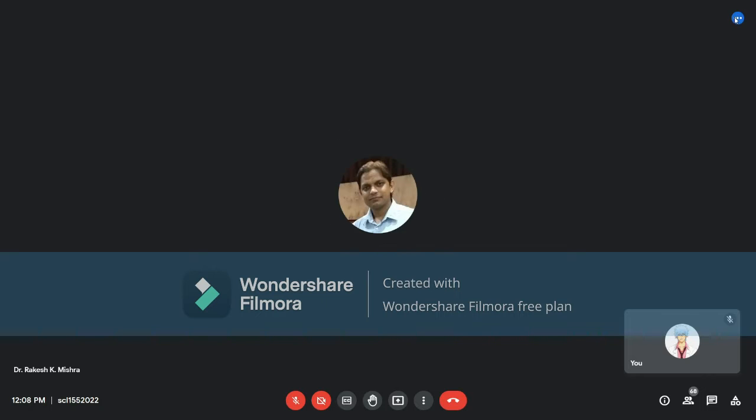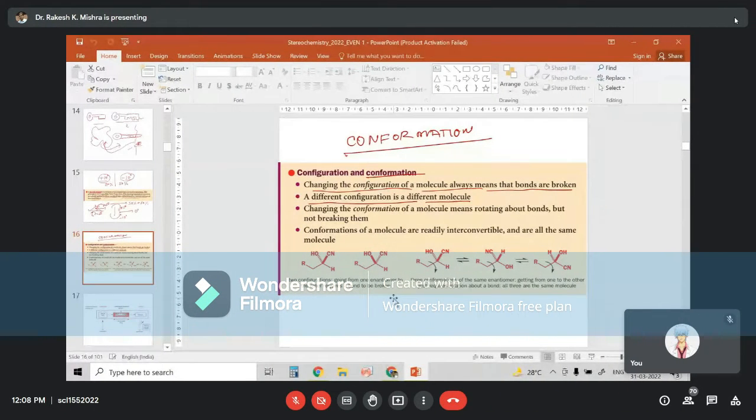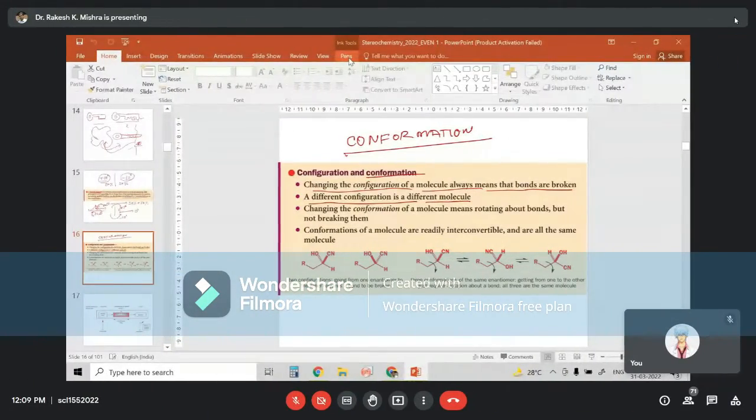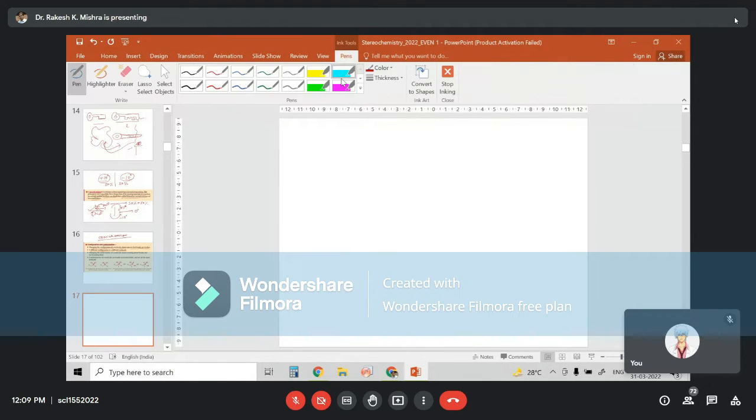Let me share my slide. Okay. So I was talking about configuration and conformation, and yesterday we talked about the enantiomer, how the enantiomer originates, what the polarimeter is, and how this reading comes out. All the things we have discussed, I will just remind you. We first discussed the chiral system.